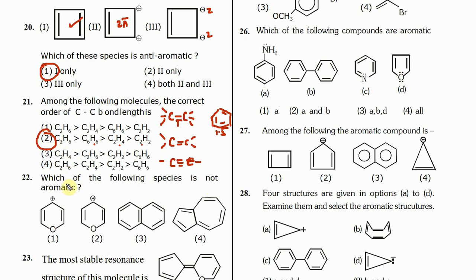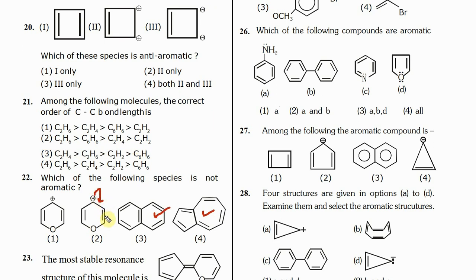Which of the following species is not aromatic? Extremely simple. Looking at this, we can tell aromatic or not. Here I cannot do this. If I put it here, oxygen already has 2, 4, 6, 8 electrons, it will become 10. So this is not aromatic. Here very simple. Oxygen can give, this can go, so this is aromatic.